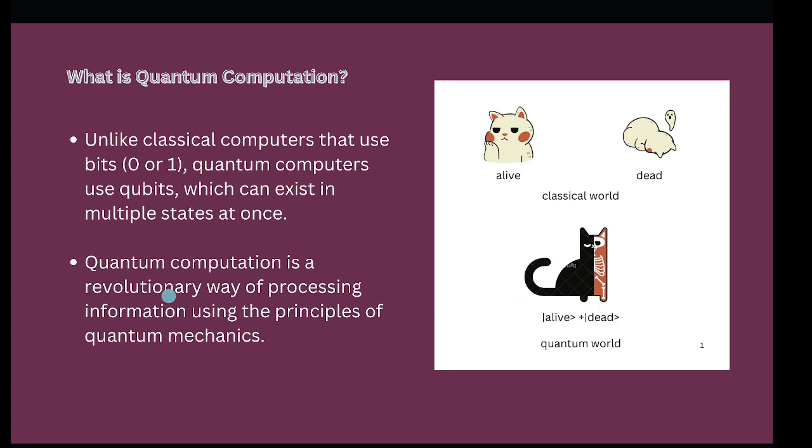So it is a revolutionary way of processing information. And why is it called quantum computation? Simple, because we use the principles of quantum mechanics. Later in the session we will learn what these principles are, but right now just remember that there are principles in quantum mechanics that we use in computation, and therefore we got quantum computers.